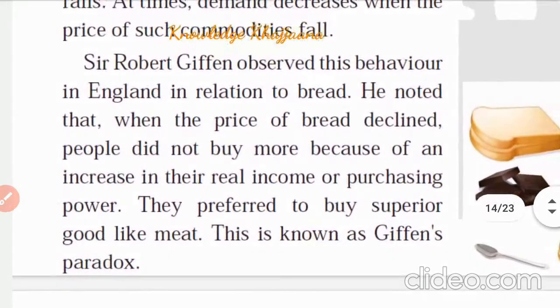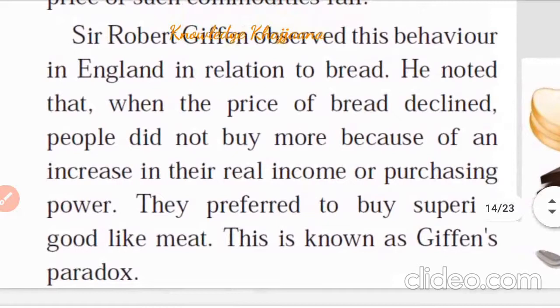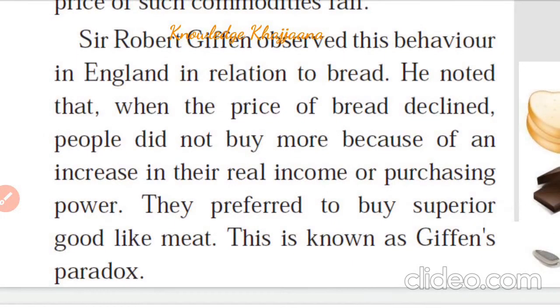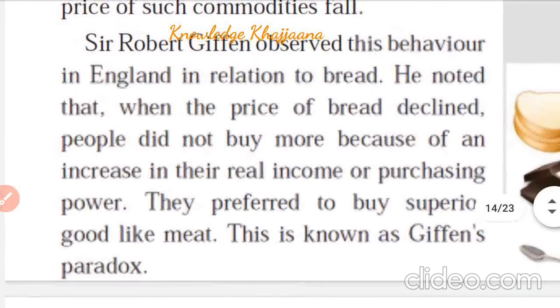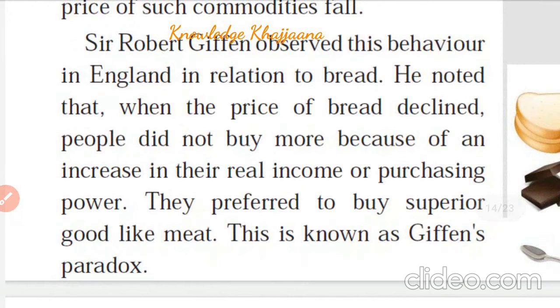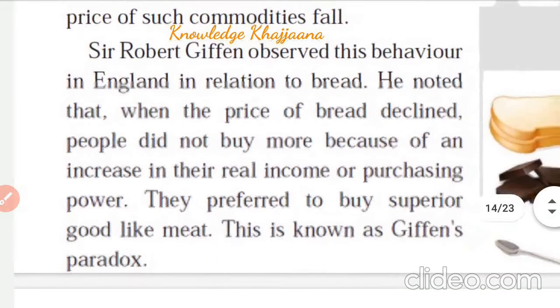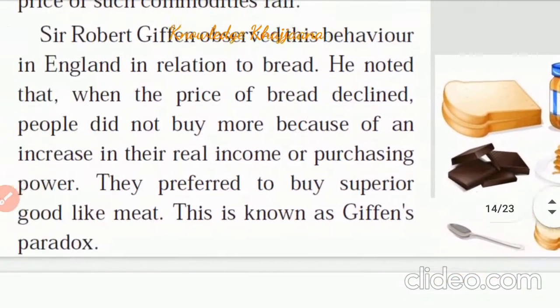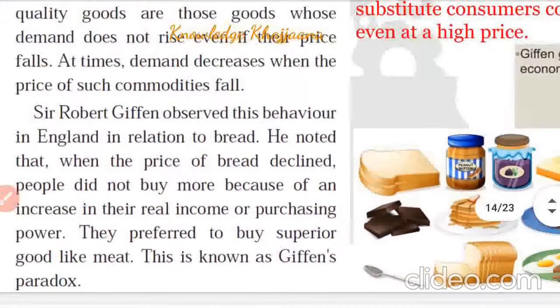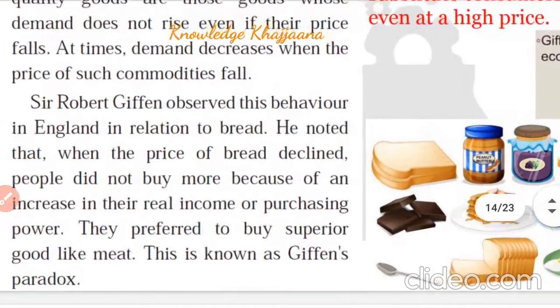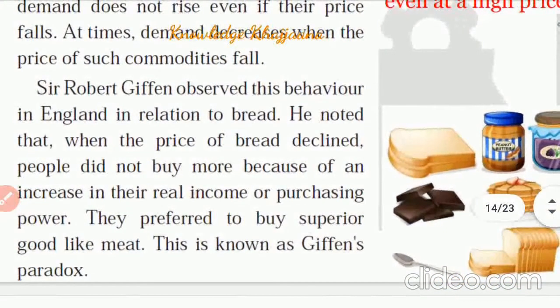And such goods which were not purchased even when the price of the goods decreased are called Giffen goods. See, in this example which he observed, bread can be called a Giffen good, because it is an inferior good. Inferior goods are called Giffen goods. So what happened when the price of bread declined? People didn't buy more bread. Instead, they bought more mutton or more meat in England.